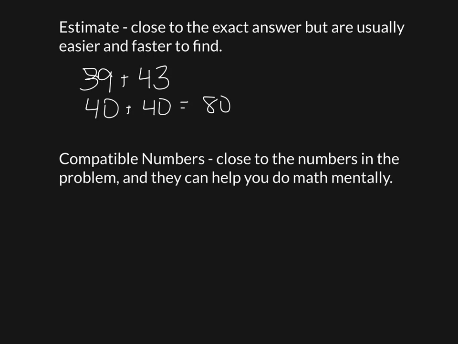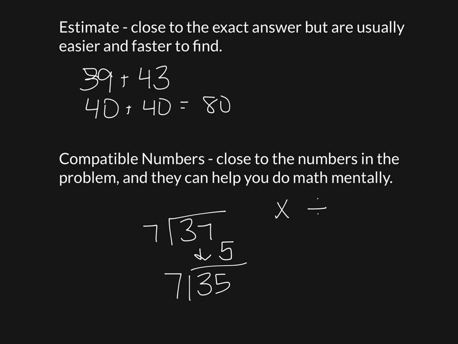Now, compatible numbers are close to the numbers in the problem and can help you do math mentally. This would be something like, what is 37 divided by 7? Well, 7 doesn't go into 37, so I could use compatible numbers, and instead of saying 37, I could say 35, because I know that 7 goes into 35 5 times. So that's kind of compatible numbers. We use this mainly when we're talking about multiplication and division.